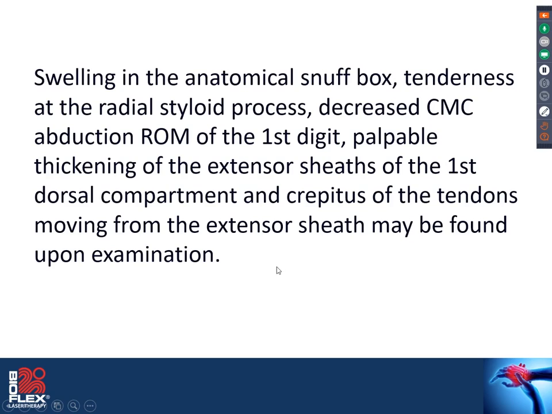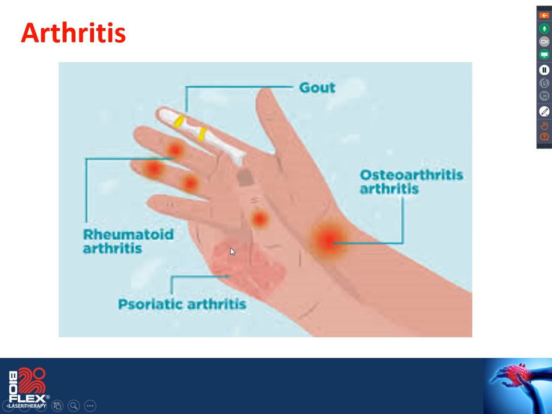So there is swelling in this anatomical snuff box. If you palpate, there's tenderness in that area. You'll see decreased carpal metacarpal abduction and range of motion at the first digit. There might even be palpable thickening of the extensor sheaths. An ultrasound is very helpful as well for diagnosing this condition.